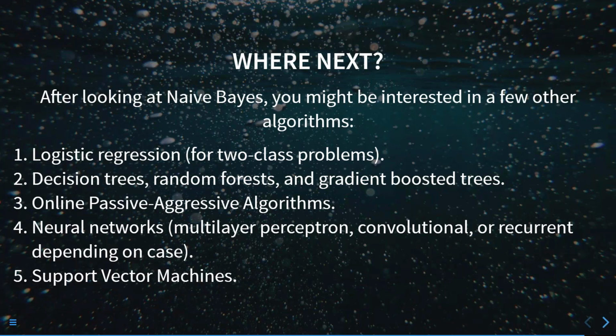I mentioned online passive-aggressive algorithms. This is a really interesting approach to solving the problem. It actually works extremely well in my experience, but it can be memory intensive. You can use a neural network. Depending on your case, it might be a multi-layer perceptron. You could use a convolutional neural network, especially if you're trying to classify images, or you might use a recurrent neural network. And support vector machines have been around for a few decades.